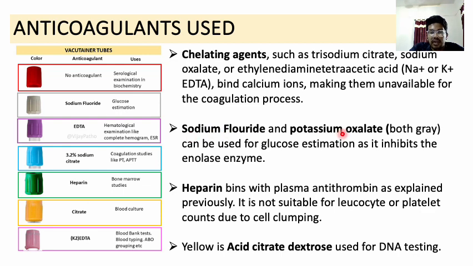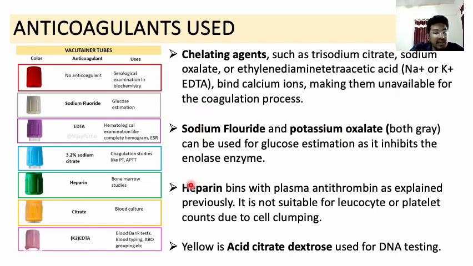Second is sodium fluoride and potassium oxalate. Both tubes will be gray in color, and they can be used for glucose estimation because they inhibit the enolase enzyme. Enolase enzyme causes glucose utilization. I will assign one task to you: please check what is the other name of the enolase enzyme and in which biochemical pathway the enolase enzyme is required. Anyway, the glucose levels will get stabilized. So sodium fluoride and potassium oxalate.